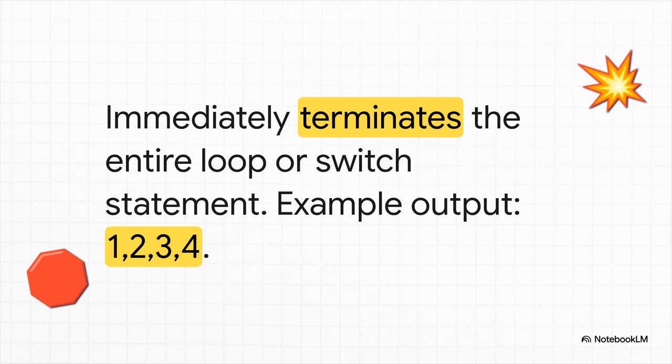So in this example, we're supposed to count to 10. But we have a rule. If our counter hits 5, break. So the code prints 1, 2, 3, 4. Then it gets to 5, the condition is true, break fires, and the loop is just over.